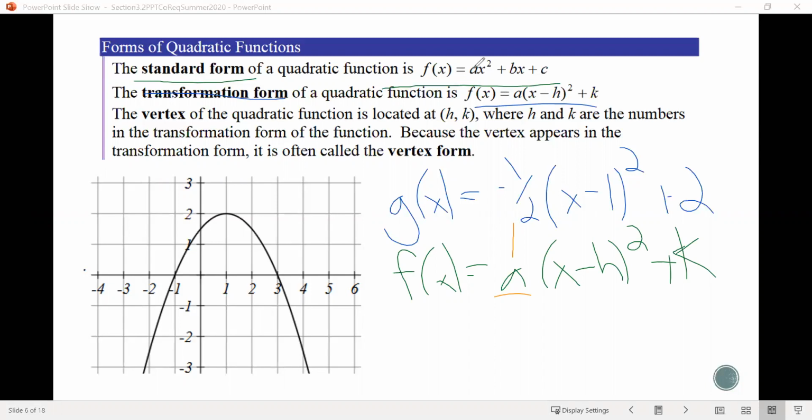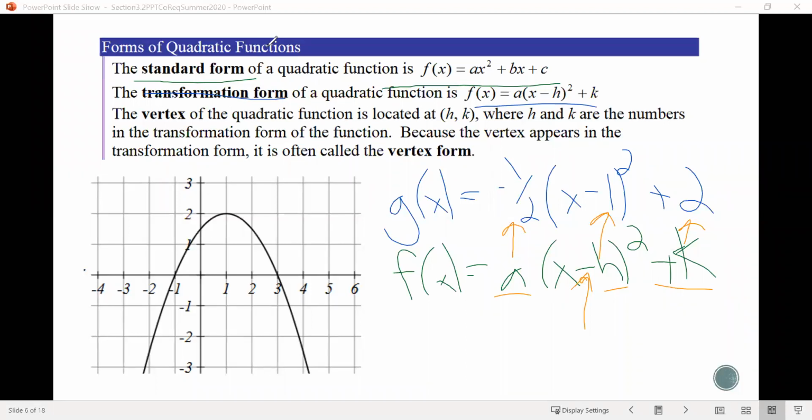Okay, and we can see the a corresponds to negative 1/2. The h, notice that it corresponds to the plus 1 here, not a minus 1, because the h already has a minus in front of it. And the k corresponds to the plus 2. Okay, the k value keeps the sign with it there.